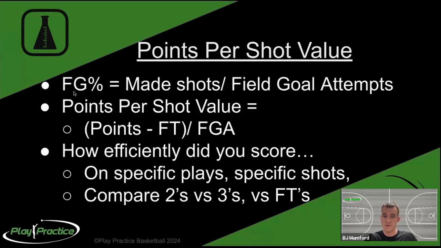Just like field goal percentage is calculated by your total number of made shots divided by your total number of attempted shots, points per shot value is calculated by your total number of points, without including free throws, because we're just talking about field goals for now, divided by your field goal attempts. So points divided by attempts instead of made shots divided by attempts. And this gives you a lot of different intelligence. So it really is the best measure of efficiency. How efficiently did you score?